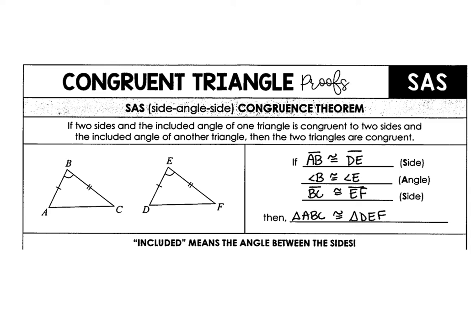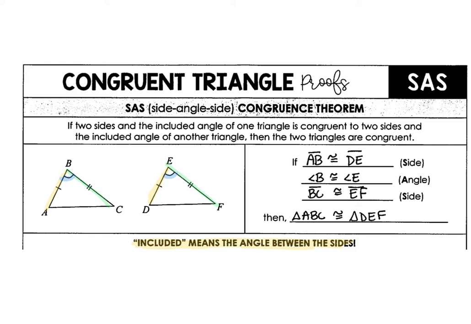The second way that we can prove that triangles are congruent is side, angle, side. If two sides and the included angle of one triangle is congruent to two sides and the included angle of another triangle, then the two triangles are congruent. I want to point out right here, included means the angle between the sides. So it's very, very important that if you have AB congruent to DE and BC congruent to EF, the angle that is made up from those two sides is the one that must be congruent. It has to be the one in between them.